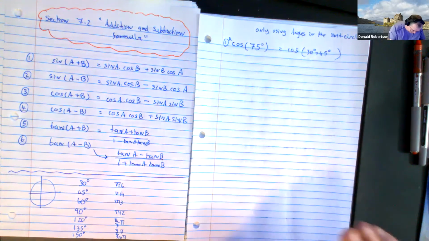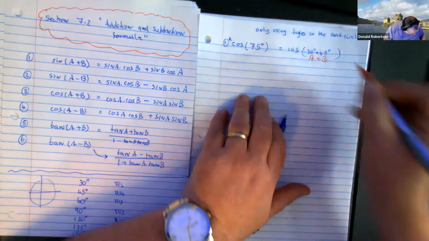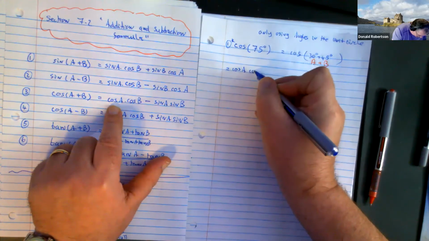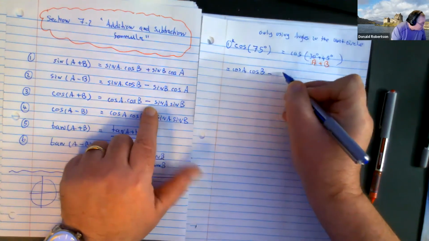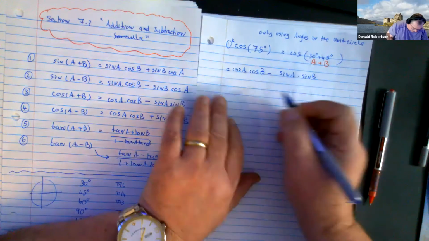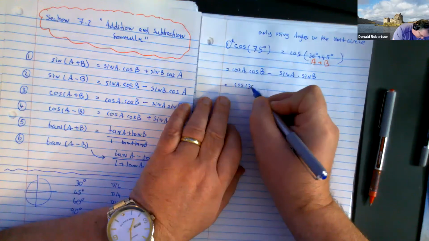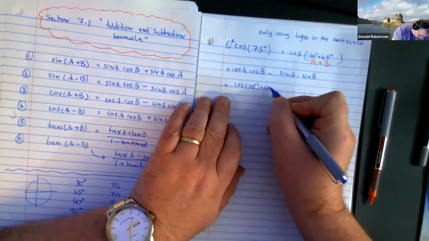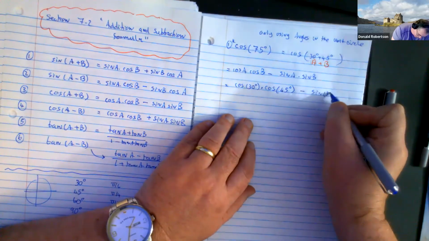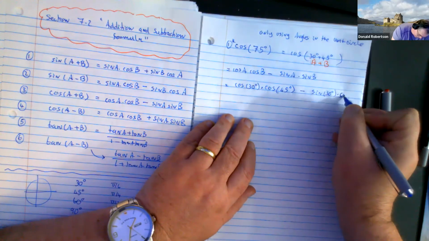Now, once you've picked that, I want you to think of this as a plus b. And the cosine of a plus b is the cosine of a times the cosine of b, take away the sine of a times the sine of b. In this case, it's going to be the cosine of 30 degrees times the cosine of 45 degrees, take away the sine of 30 degrees times the sine of 45 degrees.